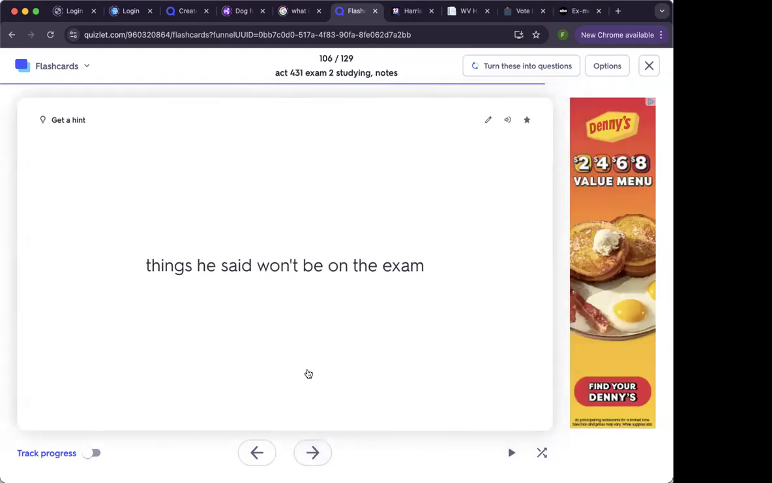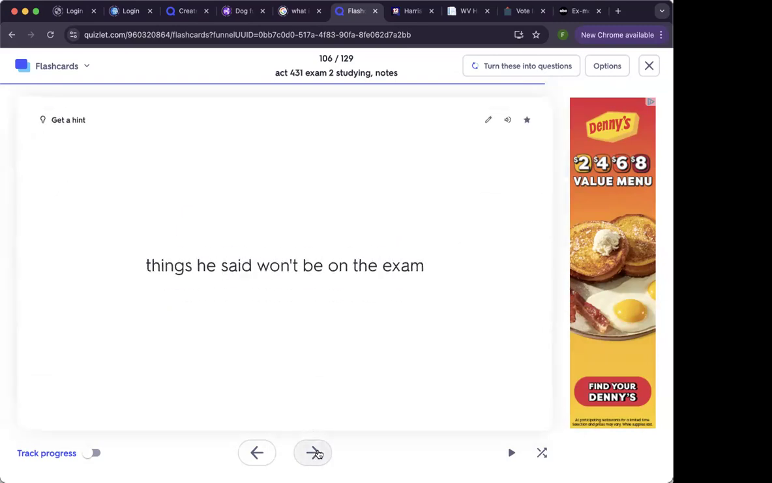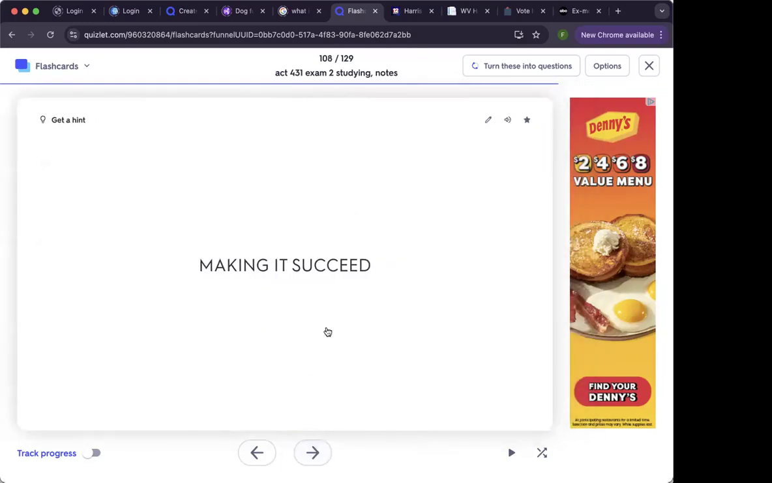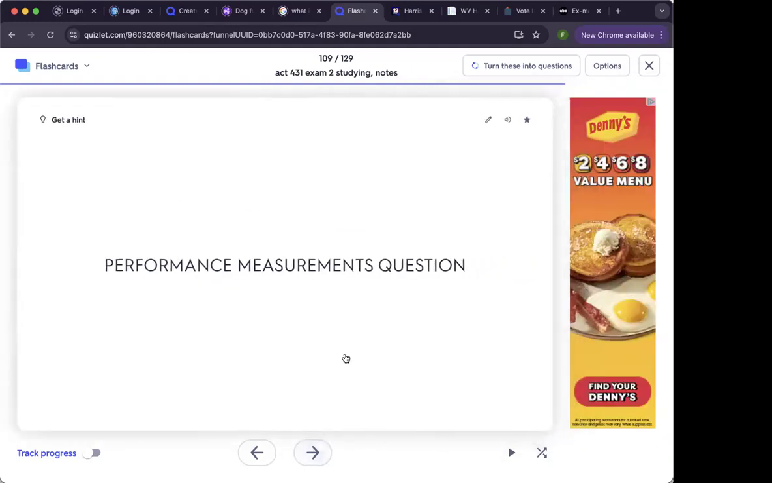Things he said wouldn't be on there. EVA, and the exam will be a lot easier than the homeworks. Balanced scorecard objectives: learning and growth, internal business, customer, financial. Making it succeed: objective, measure, target, initiative.